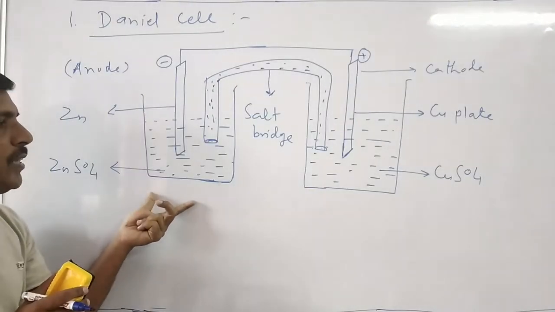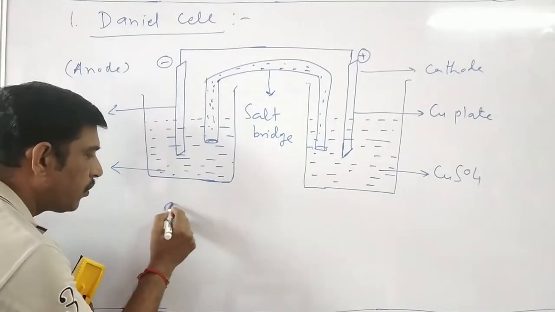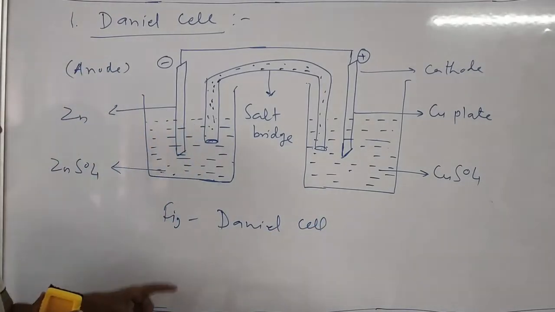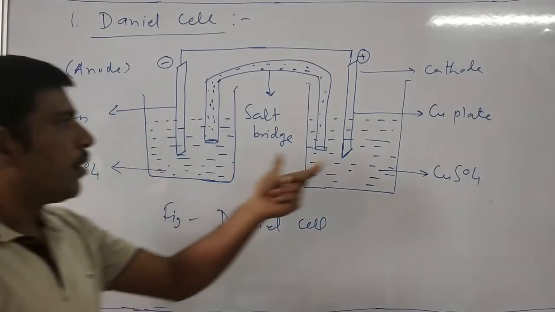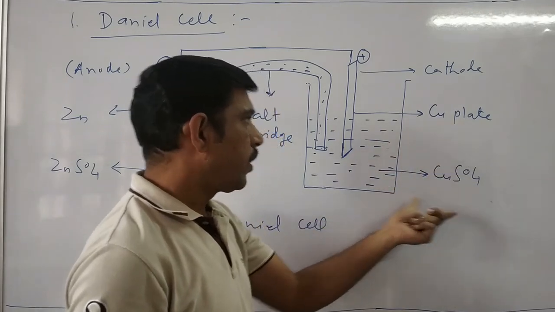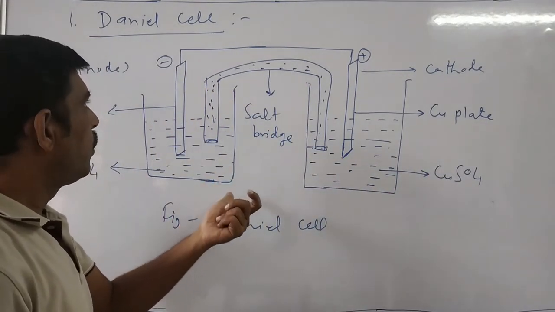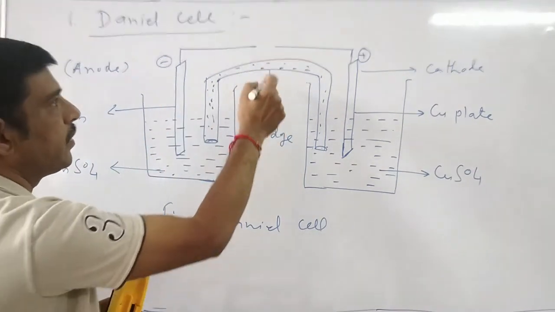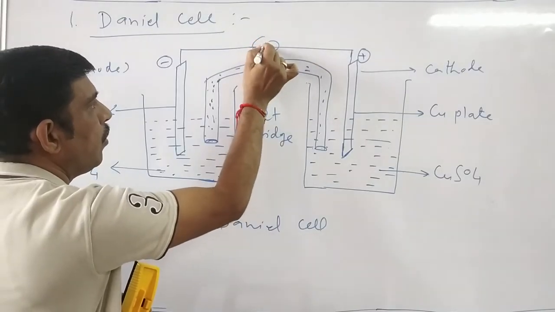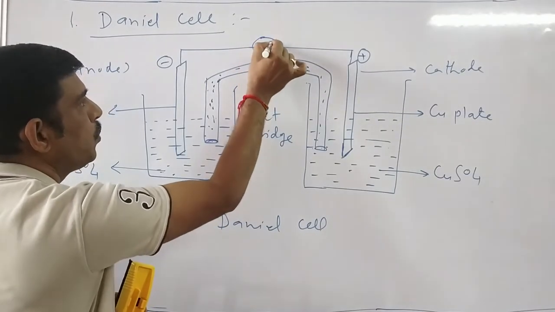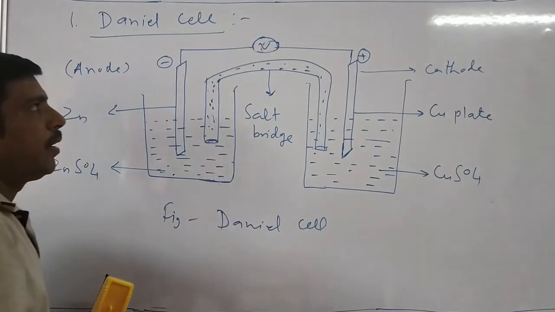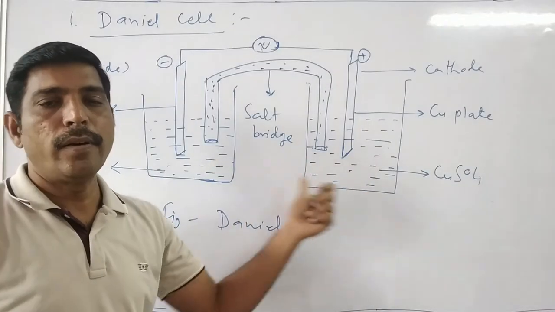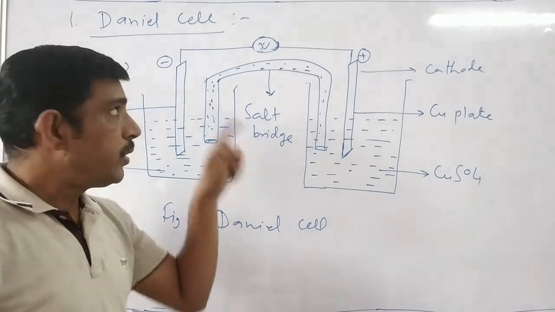This is called the oxidation half cell. This figure is called a Daniell cell. The Daniell cell consists of two parts: a zinc rod in zinc sulfate, and a copper rod or copper plate in copper sulfate. They are joined together by a salt bridge. Here we can insert an ammeter or voltmeter in the electrical circuit, just to see whether the electric current is being generated through the chemical reaction.